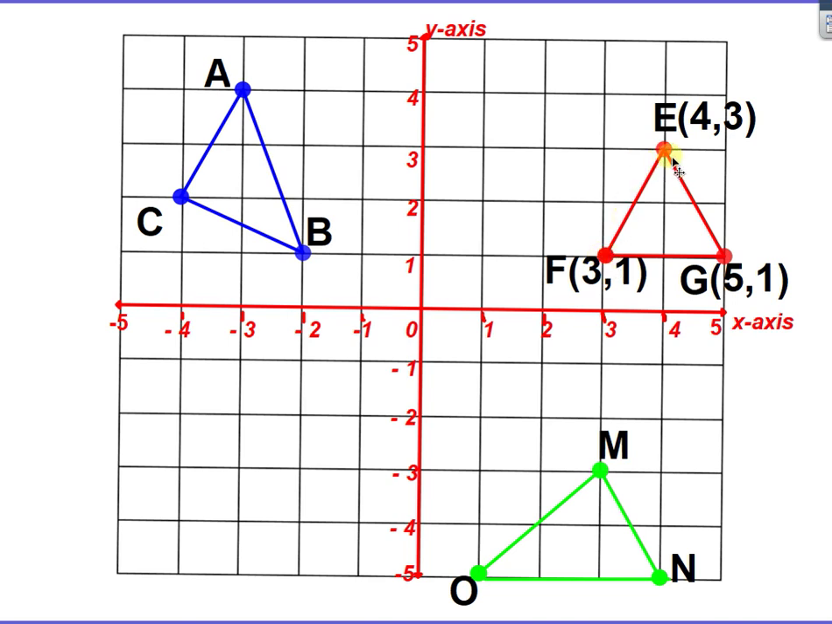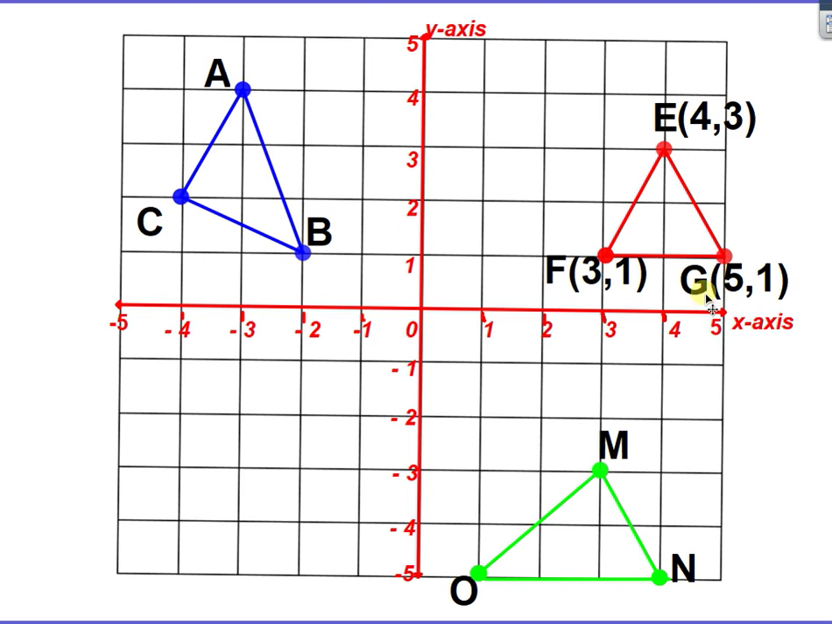Now let's take point E. Let's start from the origin. From the origin, how many units do we move to the right? We move 1, 2, 3, 4. Then how many units upwards? 1, 2, 3. Therefore, point E is recorded as 4 and 3.